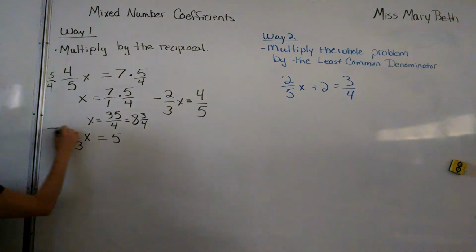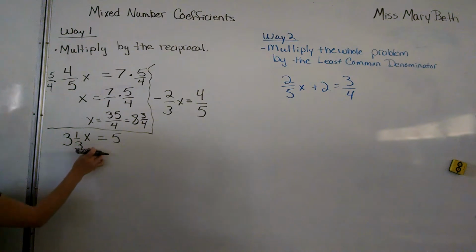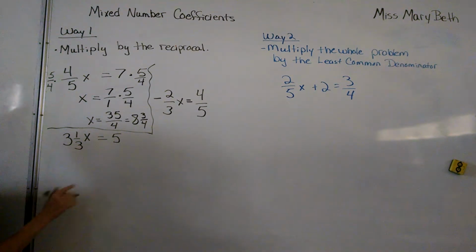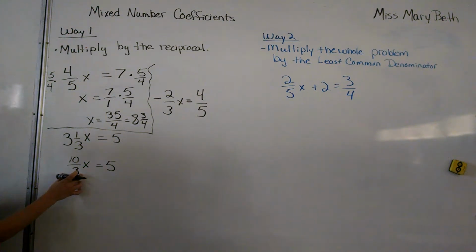Let's try that with another problem. I've got 2 more problems I want to do. 3 1/3 x equals 5. If you have a mixed number, change it into an improper fraction before you do this. Don't try to do it with the mixed number. To change to an improper fraction, we multiply the denominator times the whole number, and then add the numerator. 3 times 3 is 9, plus 1 is 10. 10/3 x is 5. Now I have my fractional coefficient.